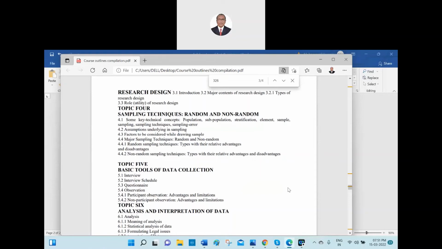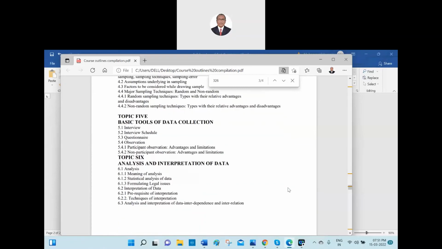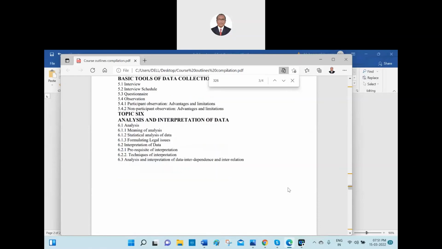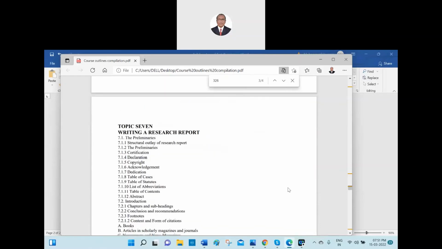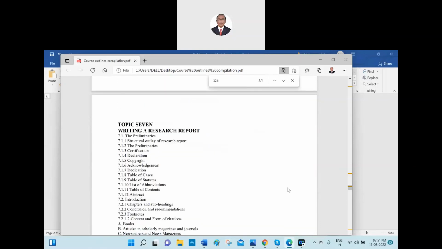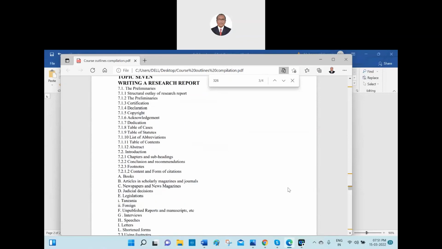Are you following me? Because I told them that I am going to teach LLB students. That's why I intentionally took this. Anyone, because it's tough, I don't say tough, but a professor should have been supposed to teach it. Basic tools of data collection, interview method, questionnaire method, observation method, analysis and interpretation of the data, how it can be analyzed. And topic 7, writing a research report, how it can be written. What is the table of contents?